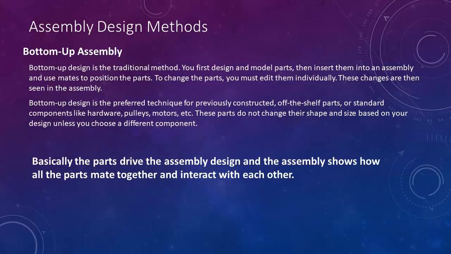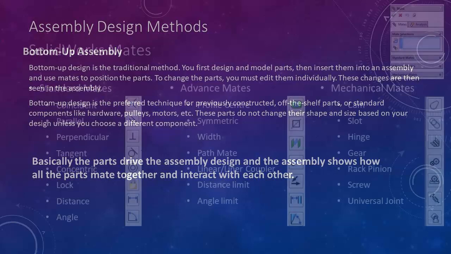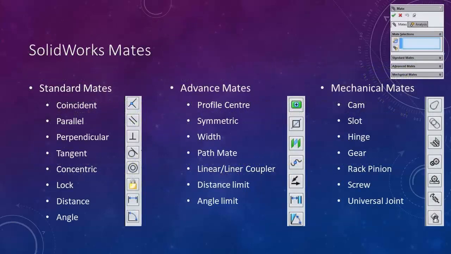Now, depending on your design intent, your company's requirements, there is a third, which is a blend between the two methods. But again, that is an advanced method of assembly design. Okay, so the last bit we want to cover here is mates. Another term would be constraints, or how we're going to bolt each part together. So there's three groups: standard mates, advanced mates, and mechanical mates. So we'll look at a few of these.